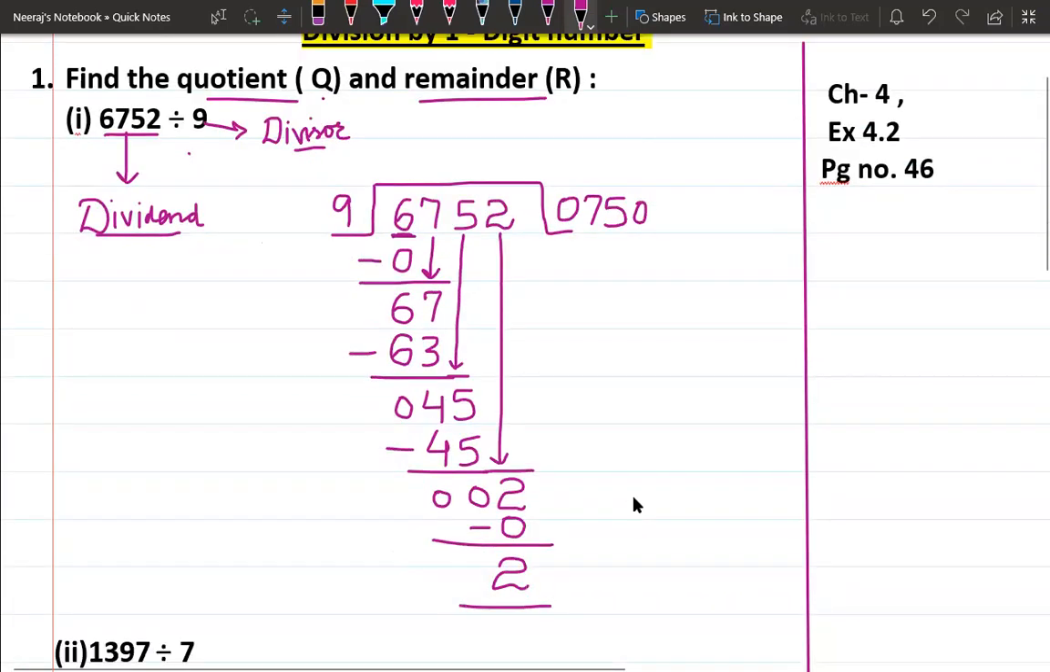Now we have to write the quotient and remainder for the given question. So what is your quotient? Your answer 750 is your quotient, and the leftover number is called the remainder. We write it on the right hand side. Your quotient will be 750 and the remainder will be 2. This is the required result for the given question, right?